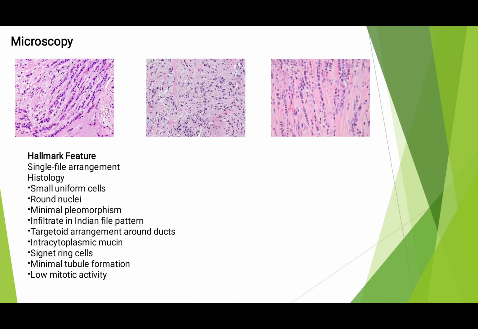Next, coming to the microscopy. The microscopy shows a hallmark feature, single file arrangement. Histology shows, as you see in the diagrams, small uniform cells. They contain round nuclei. Minimal pleomorphism is there. Infiltrate in Indian file pattern. Targetoid arrangement around ducts. Intracytoplasmic mucin. Signet ring cells, minimal tubule formation, low mitotic activity.